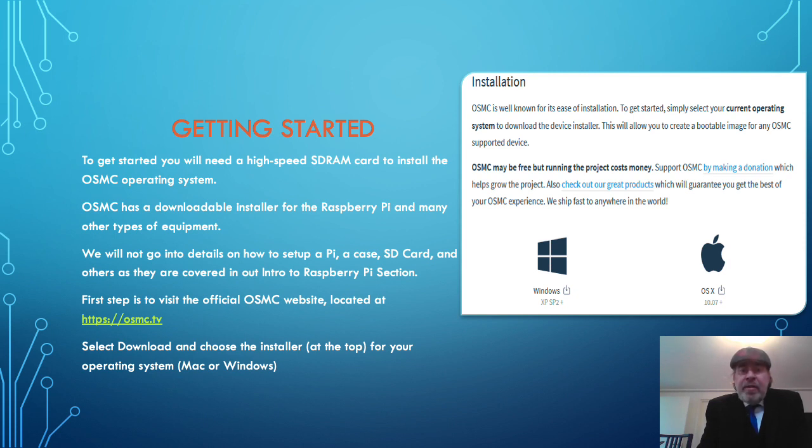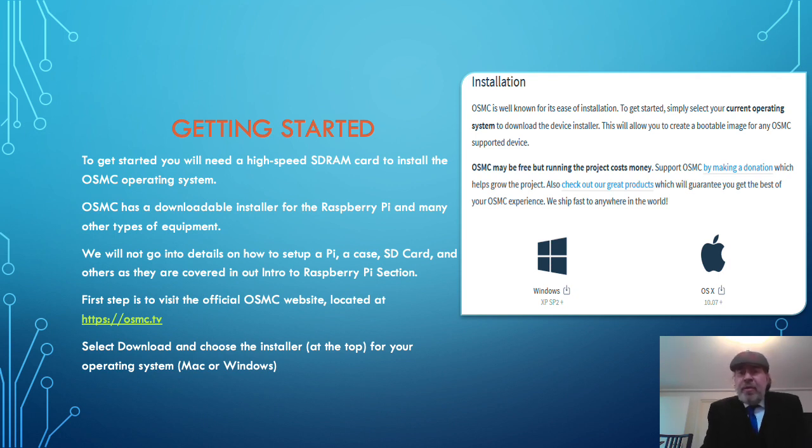But OSMC has a downloadable installer for the Raspberry Pi and many other types of equipment. It's recommended, and we're going to use that installation process. They also have disk images, but this gives you a lot more flexibility. We'll not go into detail about how to set up a Pi, a case, SD card, and others, as they're covered in our Intro to Raspberry Pi section.